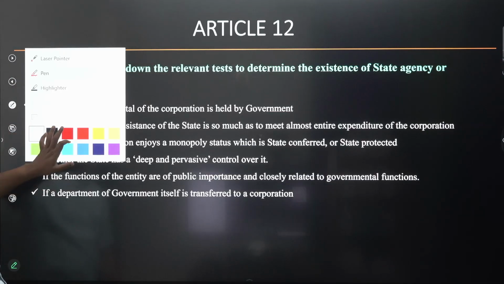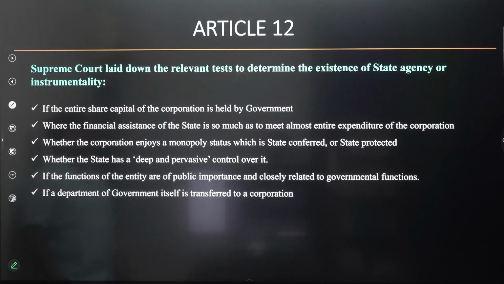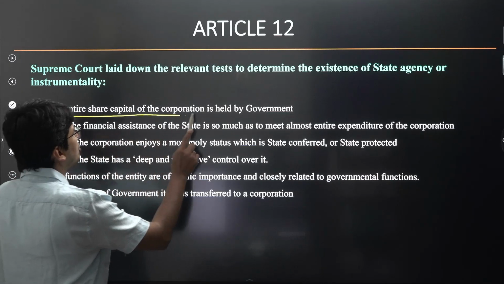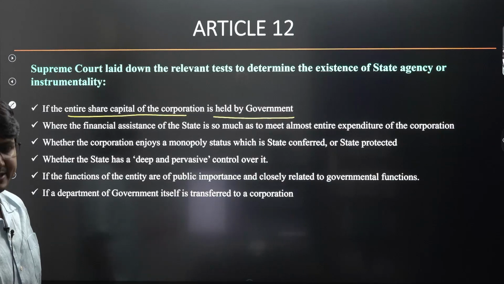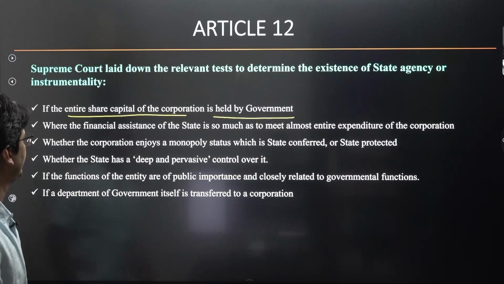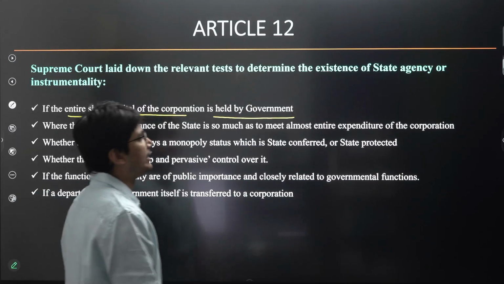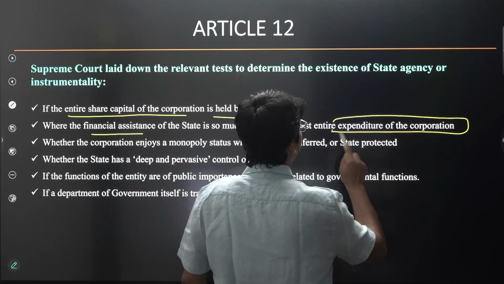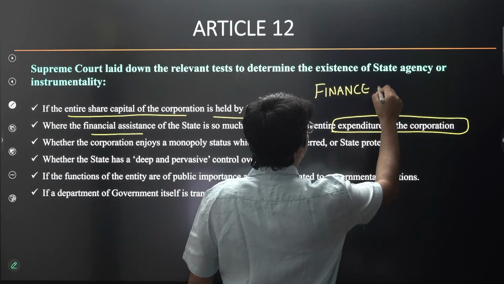The Supreme Court laid down the relevant tests to determine the existence of a state agency or instrumentality in different cases. If the entire share capital of the corporation is held by the government, obviously it is a part of the government, then we can say it's an agency of the government. It works for the government. Next, where the financial assistance of the state is so much as to meet almost the entire expenditure of the corporation or that institution. So basically, regarding finance, it is dependent on the government.